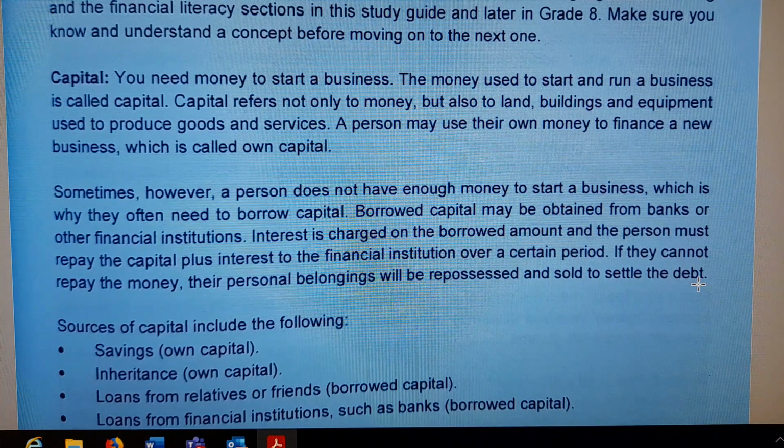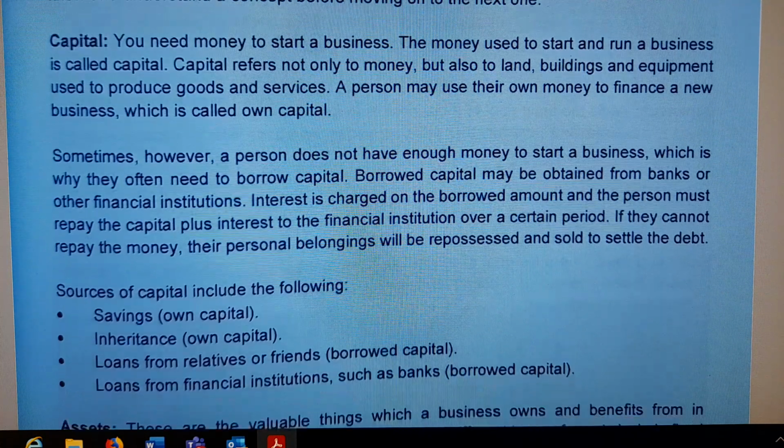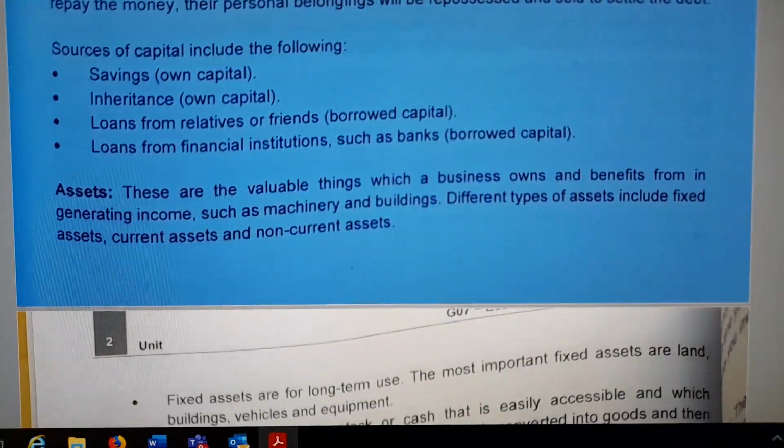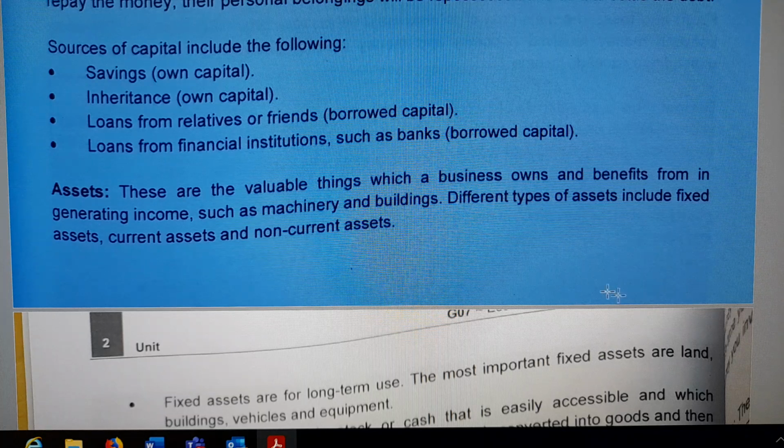Okay, so if you owe the bank the money and you cannot pay it, the bank comes, they take your house, or they take your car, or they take anything that is valuable that you have. They sell it to settle their debt, to pay back the money that you owe them. So you see, you must make sure that when you go and borrow capital from the bank, you are able to pay it back, because if you are not able to pay it back, you might even lose more, your belongings will be repossessed. Repossessing is when the bank takes your items and sells them to settle their debts.